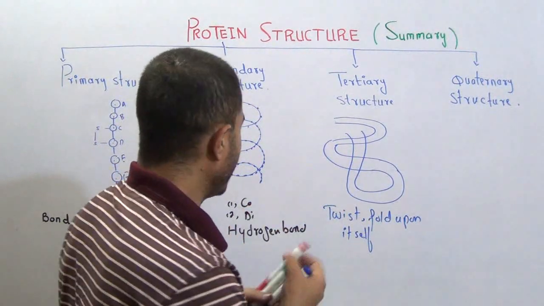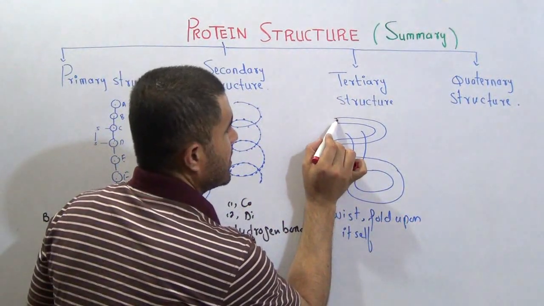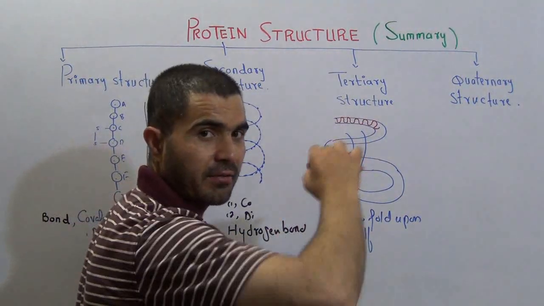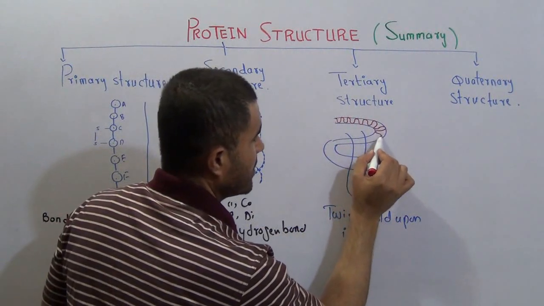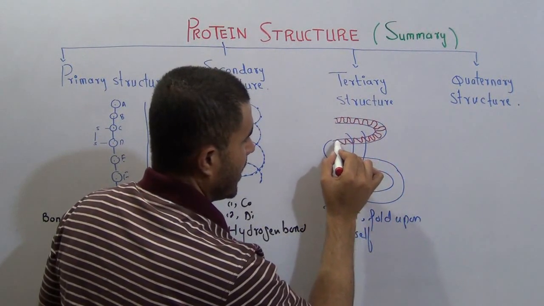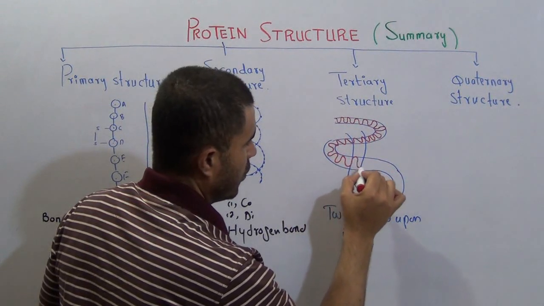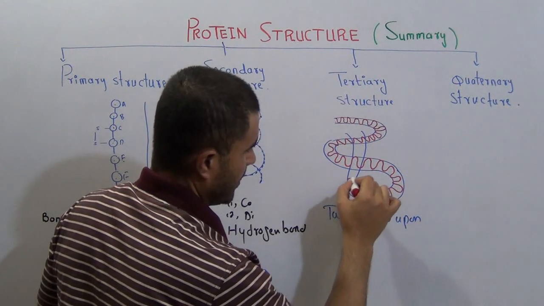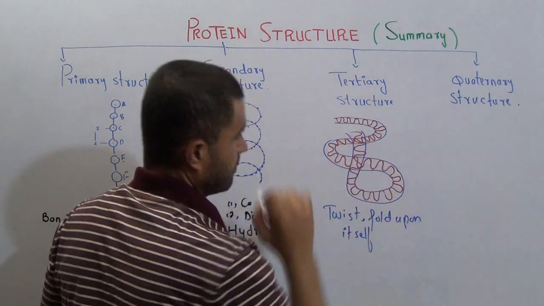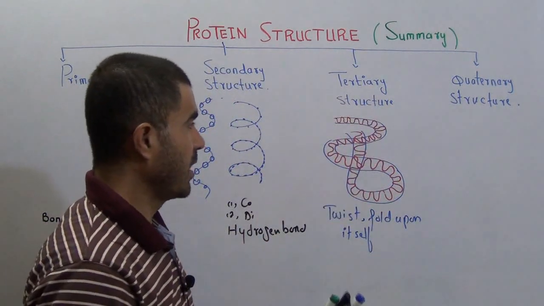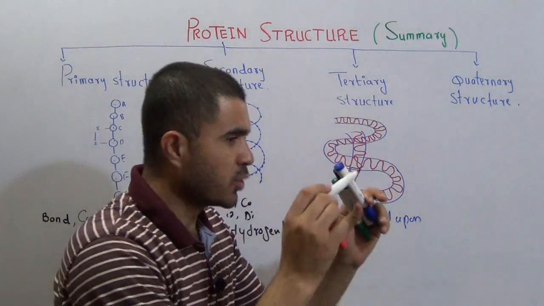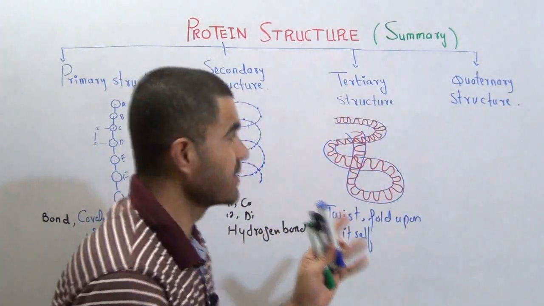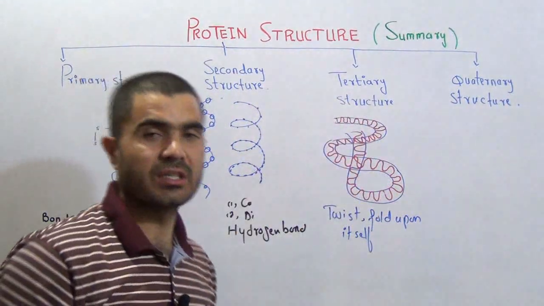How? You can see that the red color is a secondary structure. Fine, everyone can understand this is secondary structure. And you see the secondary structure has a fold like this. Now look at that. When a secondary structure or a polypeptide twists and folds upon itself so that the structure becomes a little bit more complex, then this type of structure is called tertiary structure.